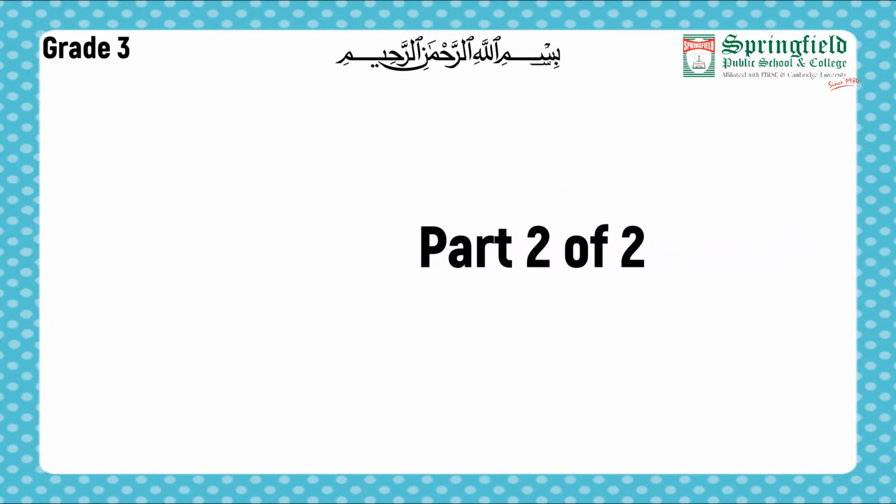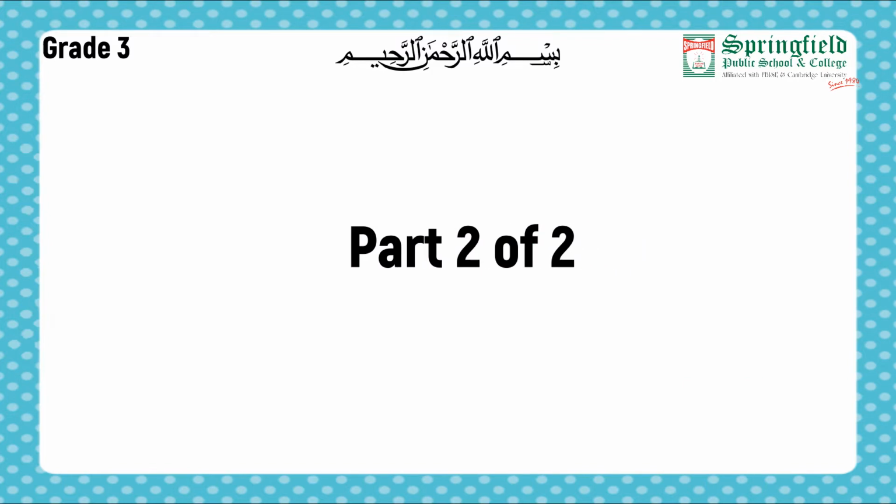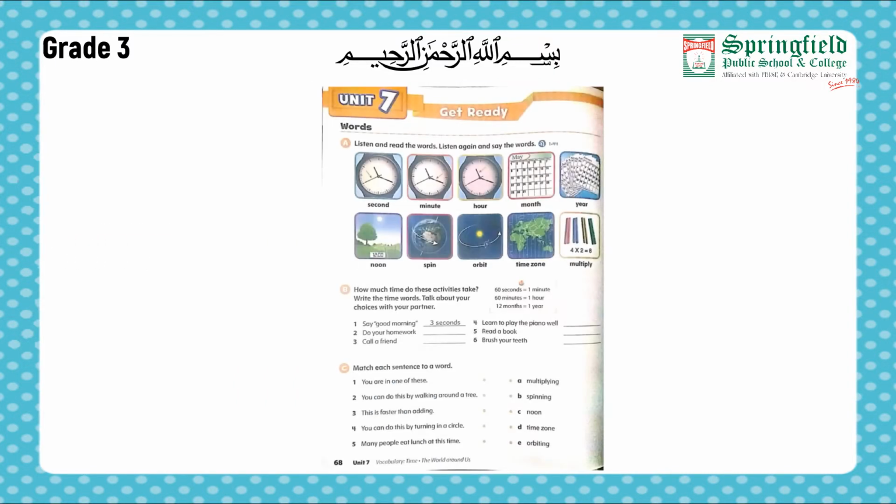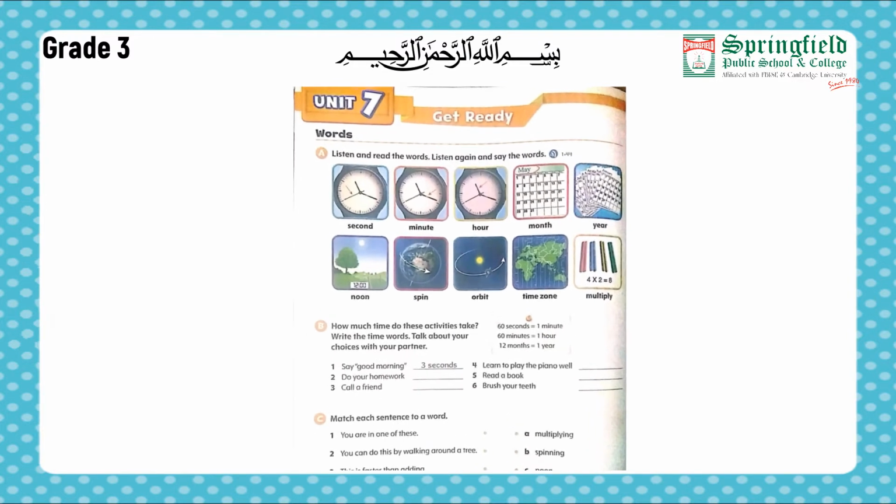So students, in the previous part of this video, we learned about time and the Earth. We learned that our Earth is divided into 24 time zones. So today, first of all, we are going to discuss our vocabulary words. Our vocabulary words include the highlighted words given in the text as well as words in context. So first of all, let's have a look at our vocabulary words.